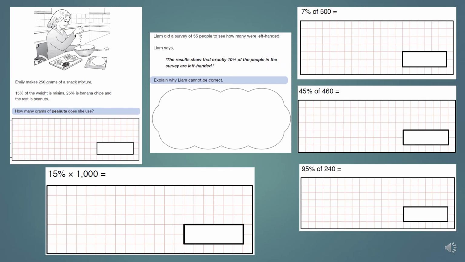Okay, let's see how you've done with these calculations. So there's 2 ways of doing this. Emily makes 250 grams of a snack mixture. 15% of the weight is raisins, 25% is banana chips, and the rest is peanuts. How many grams of peanuts does she use? So we add the 15 and 25 together, gives us 40%. Have a look at our 250, and if we divide that by 10, everything's going to move to the right once. That leaves us with 25, and then we times 25 by 4, which gives us 100. So the answer would be 100 grams.